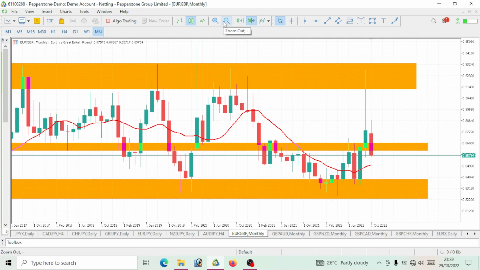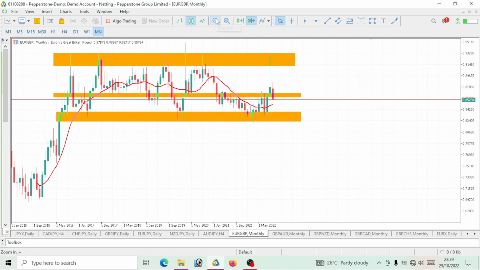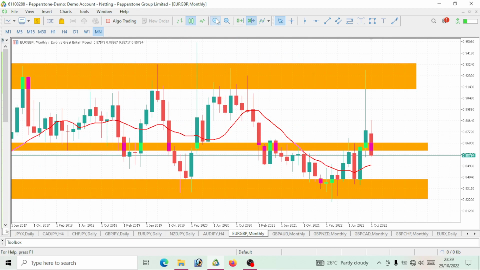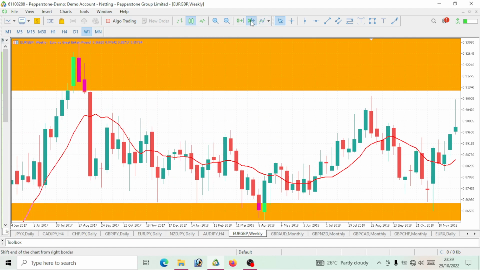So the trend is that our price is ranging, right? And it has gotten to our resistance level. The next level this price is dropping to is our support level. So we would want to short this euro GBP. Now let's take a look at the weekly time frame.